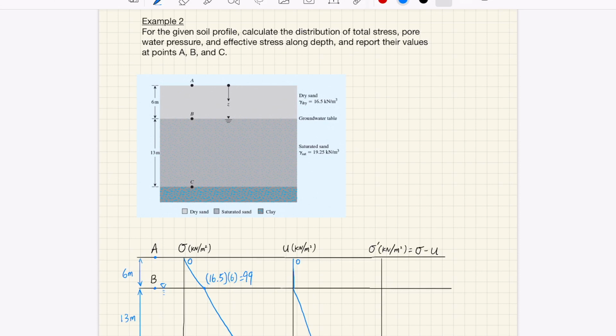And for effective stress, that's the difference between total stress and pore pressure. So 0 at the ground surface. At point B, it's 99, same as total because pore pressure is 0. And then at point C, effective stress is 349.25 minus 127.53, and that's 221.72. And if you connect these dots, you get the effective stress profile along depth.